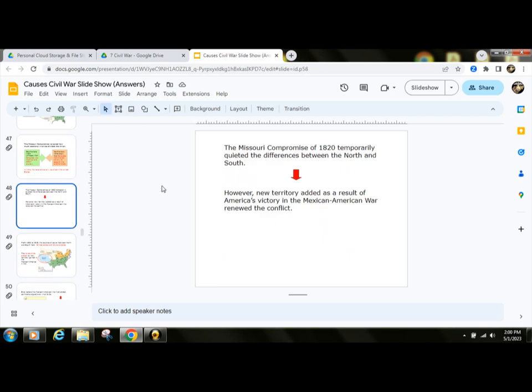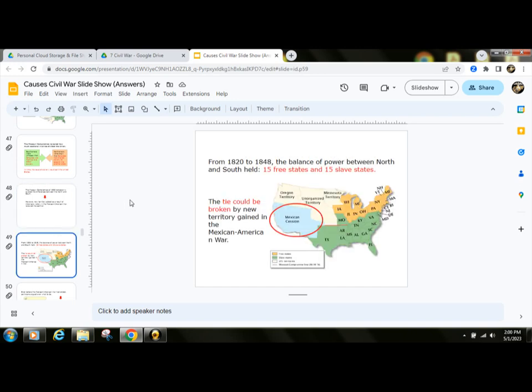The Missouri Compromise of 1820 temporarily quieted the differences between the North and South. However, new territory added as a result of America's victory in the Mexican-American War renewed the conflict. So from 1820 to 1848, the balance of power between North and South held. So you had 15 free states, you had 15 slave states. So this isn't solving anything, but it's at least a balance.